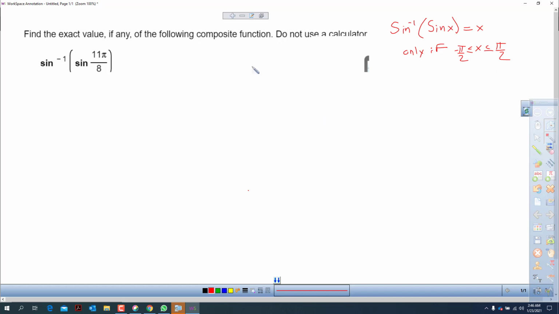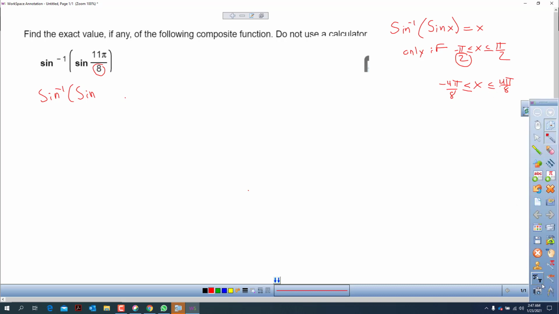Let's find a common denominator of 2 and 8, which is 8, right? So let's multiply both top and bottom by 4. That will be negative 4 pi over 8 and positive 4 pi over 8. Okay, so notice something, that 11 pi over 8 is not in this range.